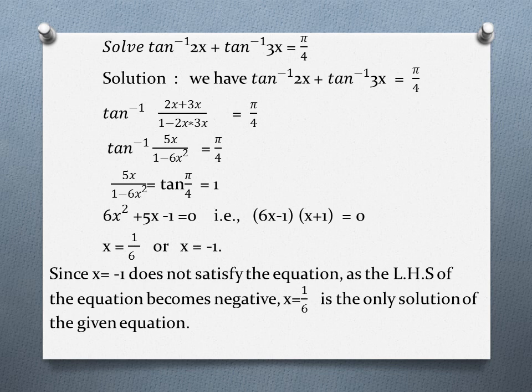Cross multiply: 6x square plus 5x minus 1 equal to 0. Finding the factors, 6x minus 1 into x plus 1 equal to 0. X is equal to 1 by 6 or x is equal to minus 1. In this case x equal to minus 1 does not satisfy the equation, as the left-hand side of the equation becomes negative. So x equal to 1 by 6 is the only solution of the given equation. Thank you.